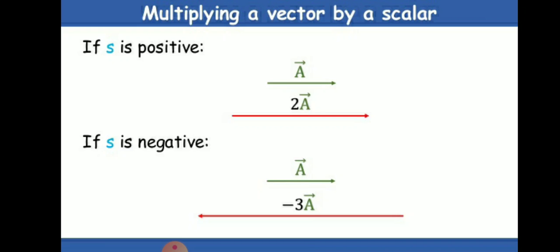If s is negative, see the value minus 3 here. So vector A becomes minus 3 vector A. So the resultant vector's direction is opposite to the direction of vector A.